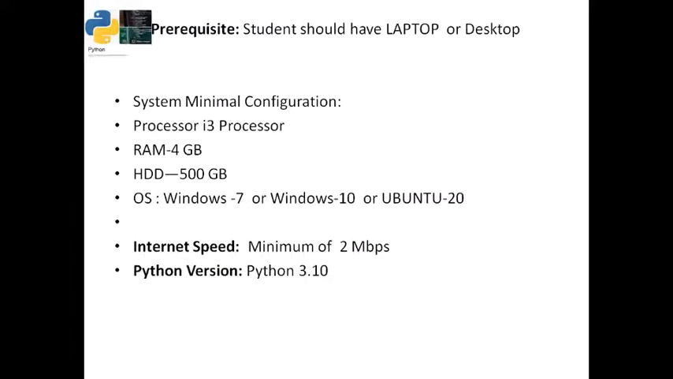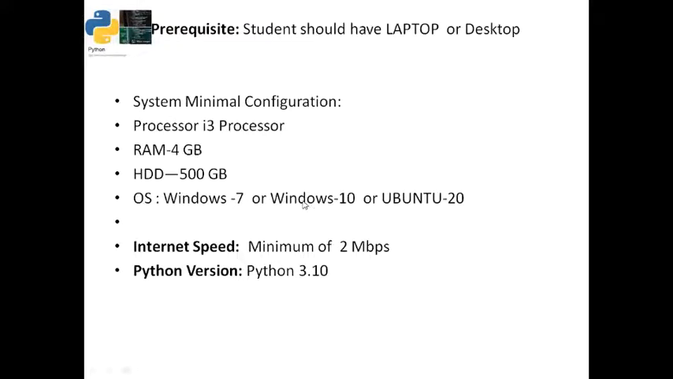I forgot to say that. Suppose you want to install the Python language, so this is the prerequisite for the student. You should have at least this system configuration. The minimum is an i3 processor. As you know, today the minimum RAM would be 4 GB, even if it is less, it's okay. And for HDD, the minimal hard disk could be 1 terabyte today, but even 500 GB is okay for us.